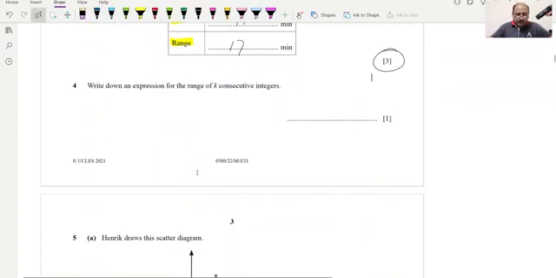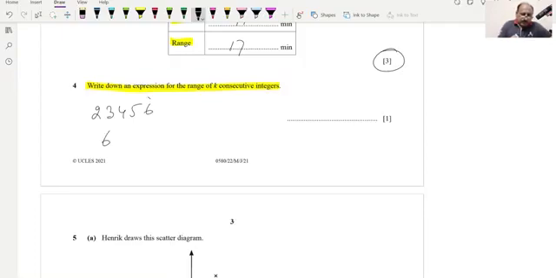Then write down an expression for the range of k consecutive integers. So what are consecutive integers? For example, consecutive integers we can write 2, 3, 4, 5, 6 or something like that. And what will be the difference between them? The difference between them means maximum minus minimum. So 6 minus 2 will be equal to 4.